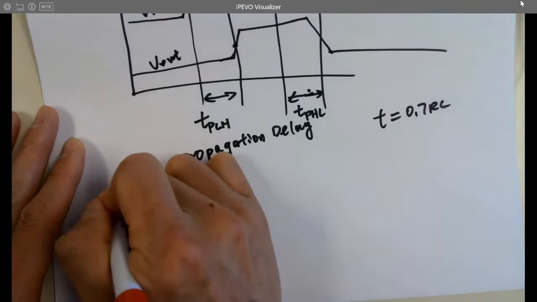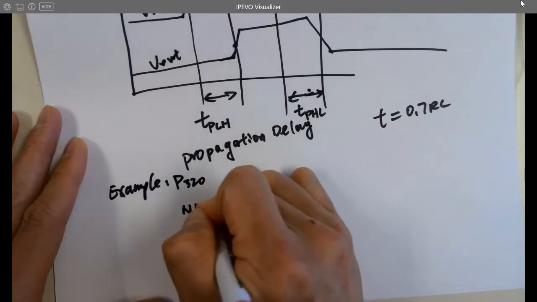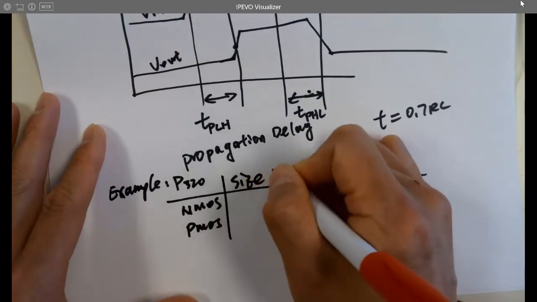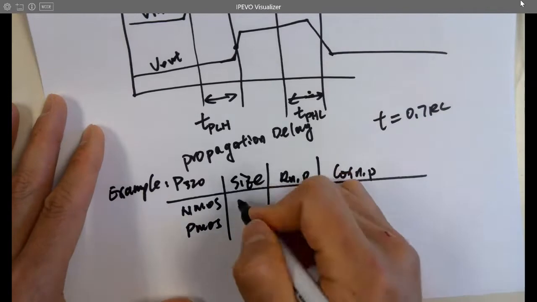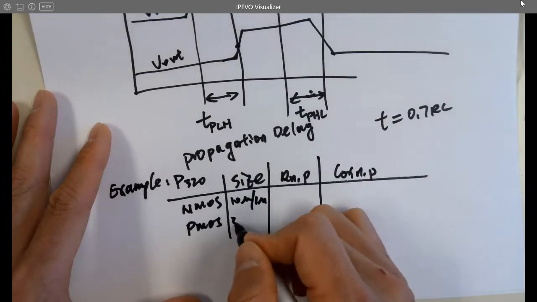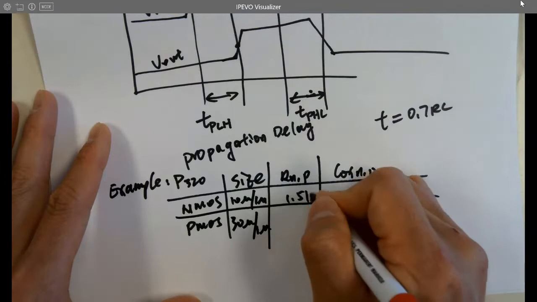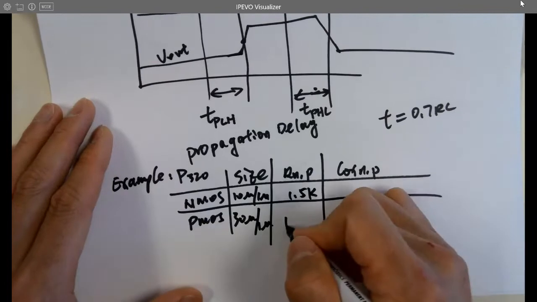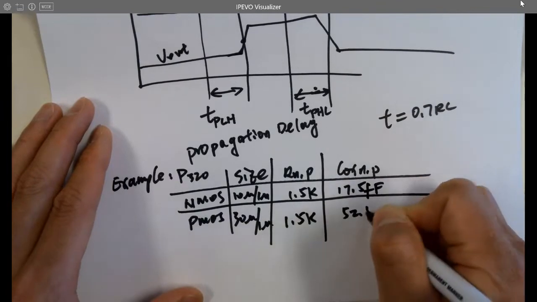Let's look at the example. This is on page 320 of the book. For NMOS and PMOS, if the size of the transistor is 10 micron over 1 micron, then Rn equals 1.5K. You can imagine, because if you have a longer transistor, you have more resistance. This is 1.5K as well. And Cox is 17.5 femtofarads. This one is 52.5 femtofarads.